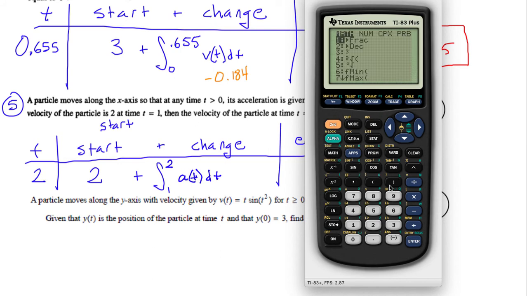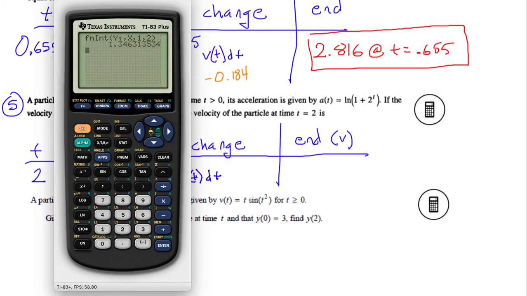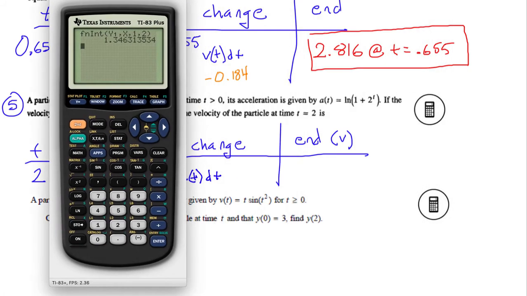So math 9, I'm finding the integral between 1, enter. Oops, I was thinking of graphing. Let's go to, and so it doesn't quit out of it, Vars, right, enter 1, so the y1 function with respect to x from 1 to 2. I know it's a little bit different on the newer calculators, but there it is. And that value is 1.346.